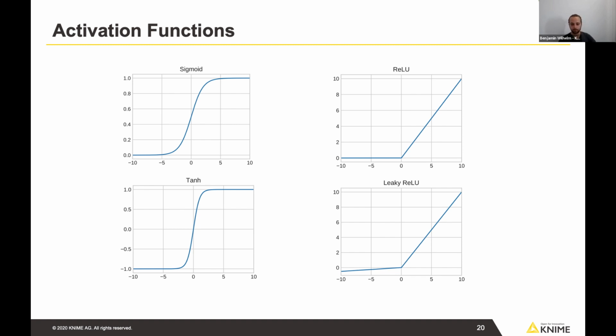The leaky rectified linear units are just a little different. They have a little slope for values below 0.